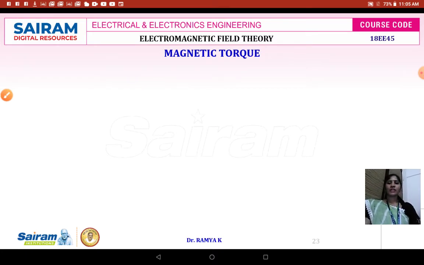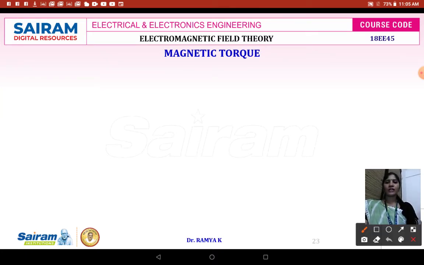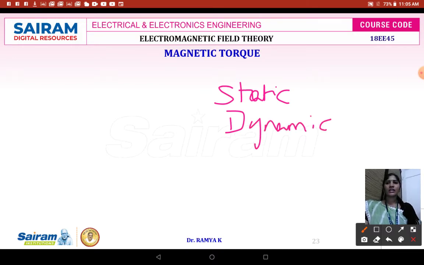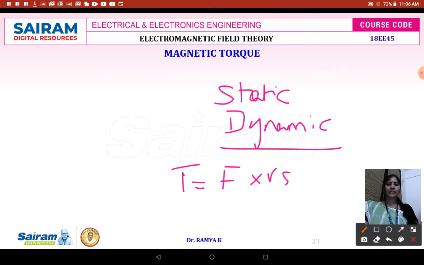There are two types of torque that can occur. One is your static torque, and another one is your dynamic torque. Static torque is the one which does not produce any angular acceleration, whereas the dynamic torque will produce an angular acceleration. Torque is calculated based on force into distance, that is, F r sine theta, where r is the length of the moment arm and theta is the angle between the force vector and the moment arm.